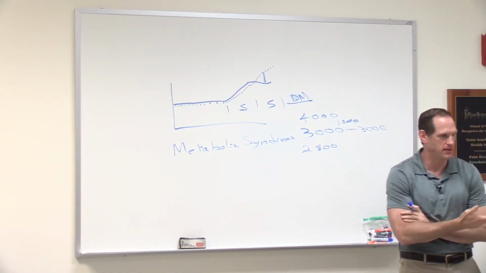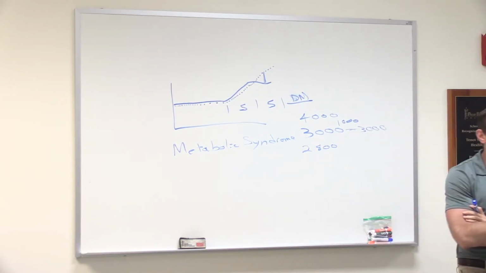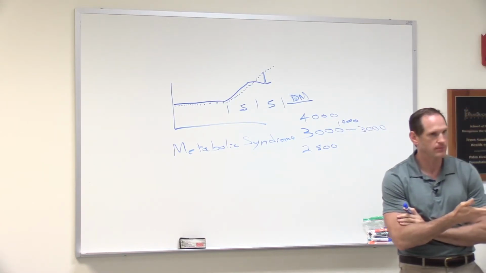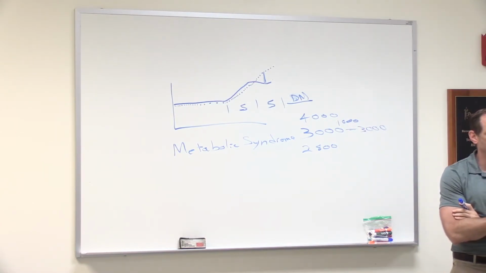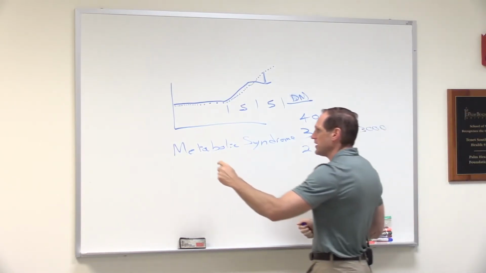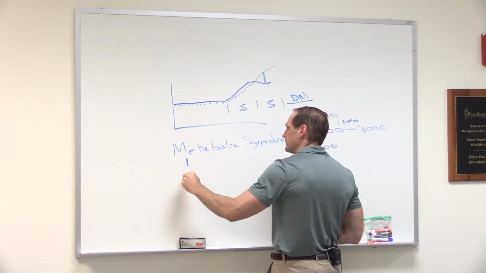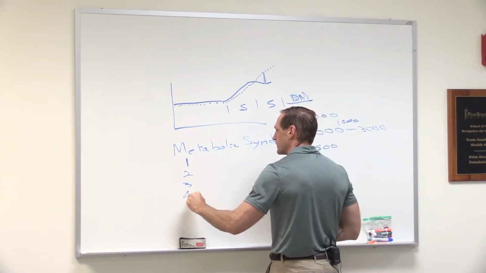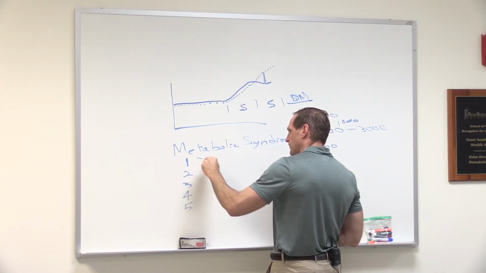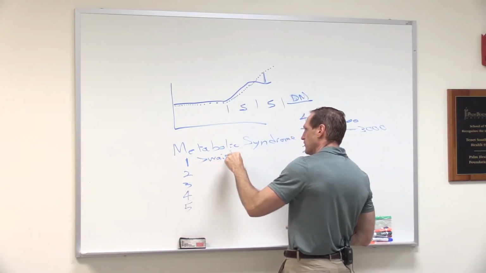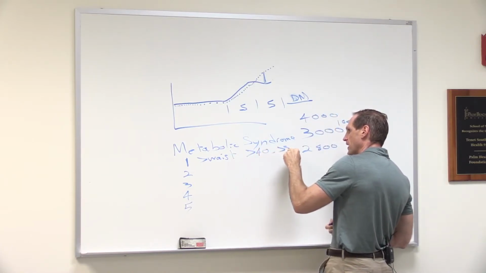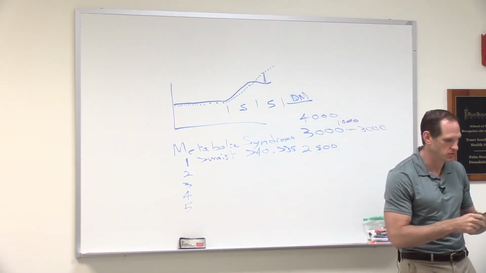Patients who have metabolic syndrome are much, much more likely to go on to prediabetes and then diabetes itself. So metabolic syndrome is 3 out of the 5 of these following things. The first one is an elevated waist. So for men, greater than 40. For women, greater than 35. Those are in inches, in case you're wondering.